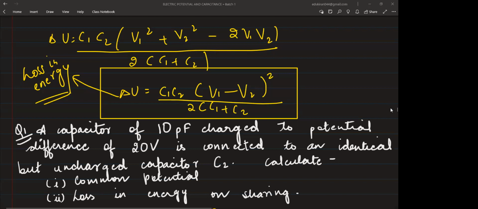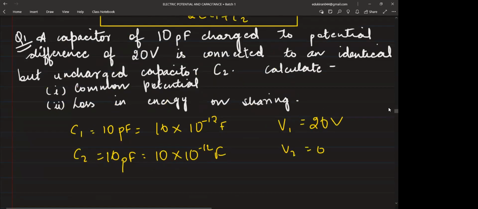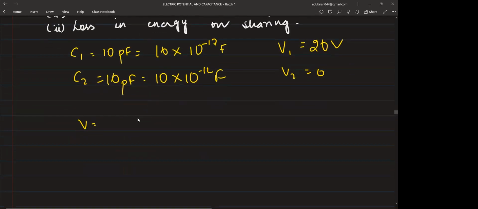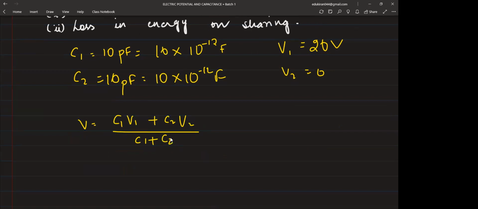Yes, class, did you try it? See, this says that a capacitor of 10 picofarad is charged to a potential difference of 20 volts. It's connected to an identical but uncharged capacitor C2. You have to find the common potential. So these are the values which are given. So what is the formula for common potential? (C1 V1 plus C2 V2) divided by (C1 plus C2).